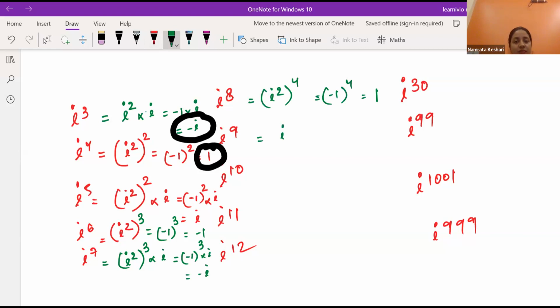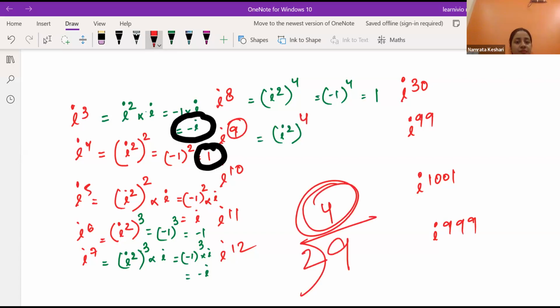i square raised to 4. If we are not getting what to take, then what we can do: the power is 9 and we are starting from power 2, so you can divide 9 by 2. You will get 4. This quotient you have to take as the other power, because we are going to deal with the larger powers also. The exponent can be 1 crore, 1000, anything. How will we identify? We will divide that particular number by 2, then we will understand what to take as the other power.